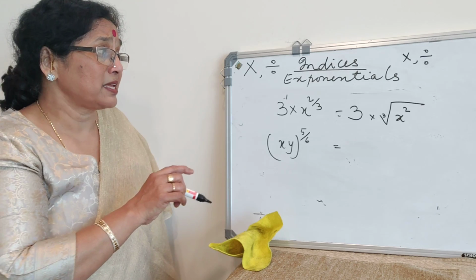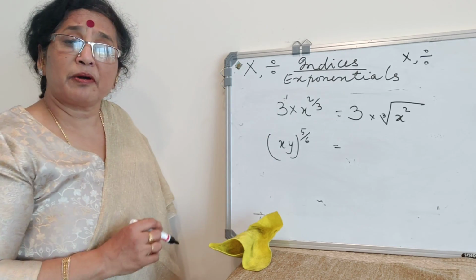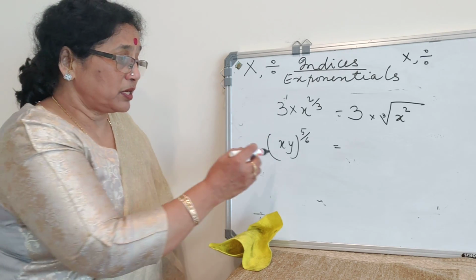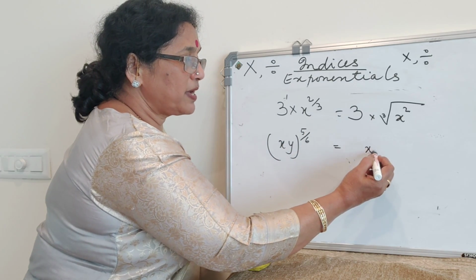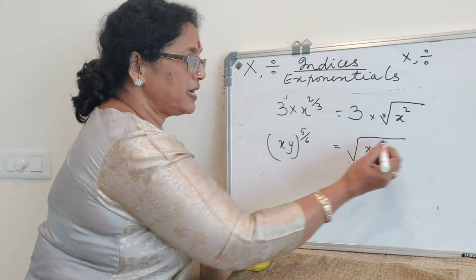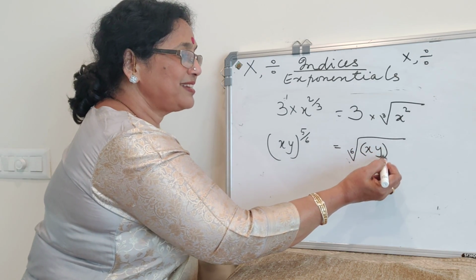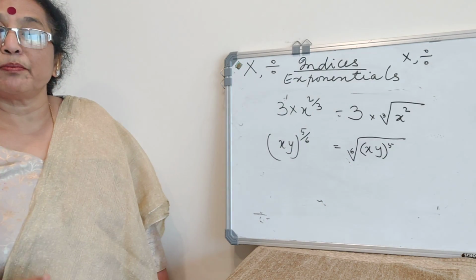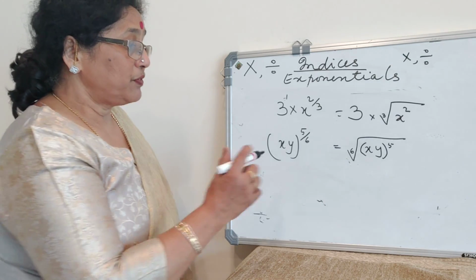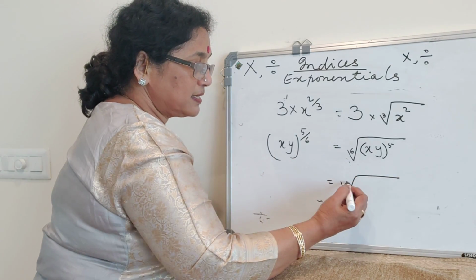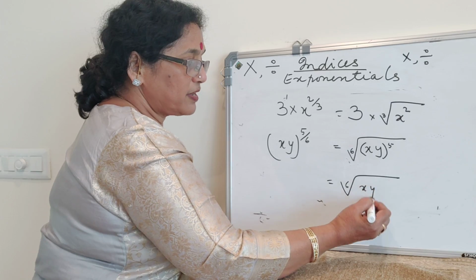Both are raised to the power of 5 by 6. In the previous sum, 3 was to the power of 1. Yes? So here you write this xy inside. There's a radical sign. It's not a 2. So I write the denominator, bracket numerator. With the bracket you have to put y. If there's no bracket, the child writes this x, y, 5.